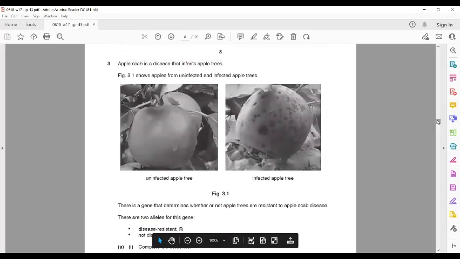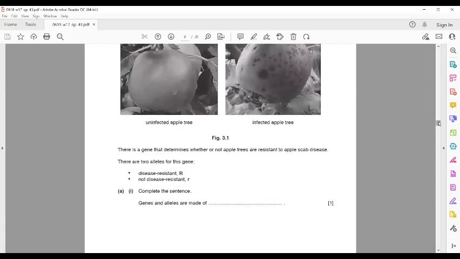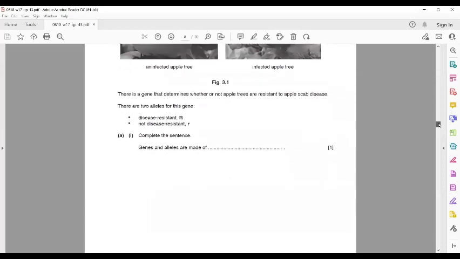Apple scab is a disease that infects apple trees. The figure below shows apples from uninfected and infected apple trees. There is a gene that determines whether or not apple trees are resistant to apple scab disease. There are two alleles for the gene. If it is resistant, it's capital R. If not, it is recessive. Complete this sentence: Genes and alleles are made up of DNA.